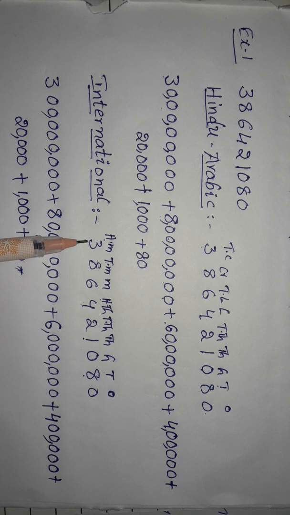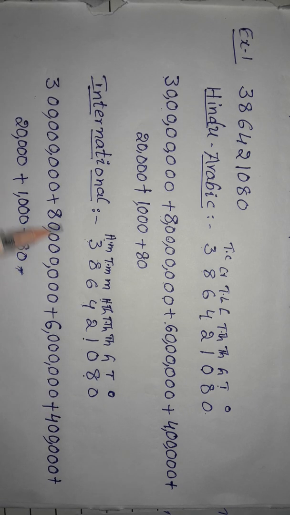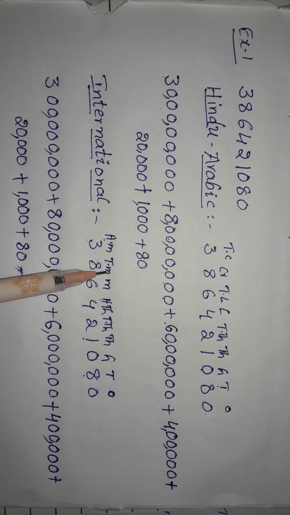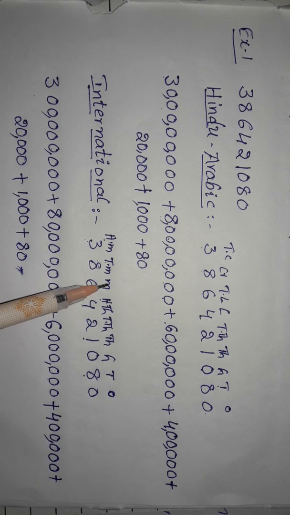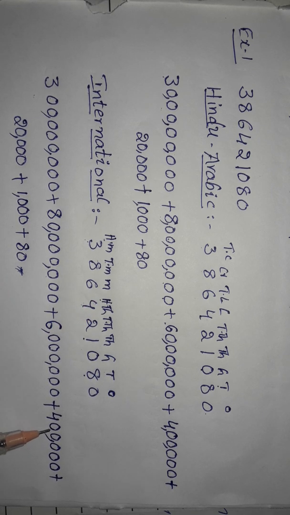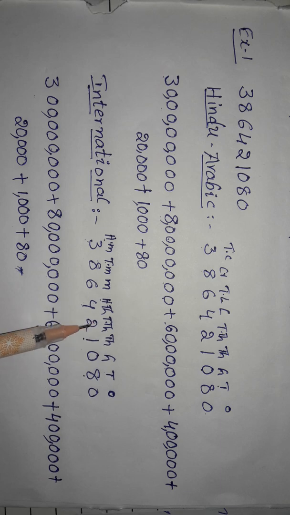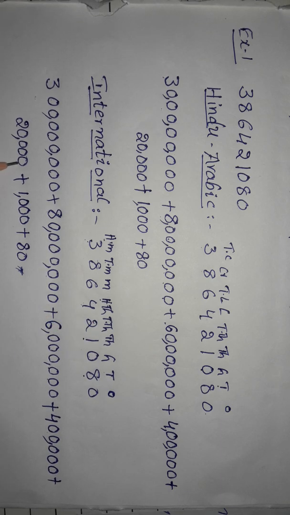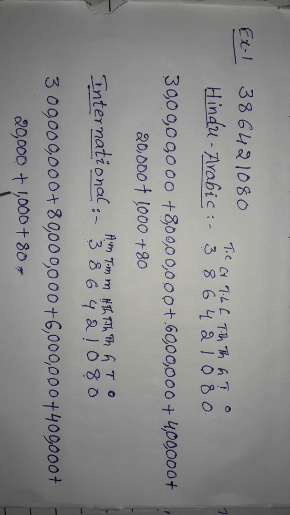See this? 3. 300 millions. 8 in 10 millions. So, 8 tens are 80 millions. 6 millions. 4 in 100,000s. 400,000s. Next, 2 in 10,000s. 2 tens are 20,000. 1 in 1,000. So, 1,000, plus here 0 is there. So, we didn't write here. Next, 8 in tens place. So, 80. Here also 0 is there. So, we haven't written any number here.